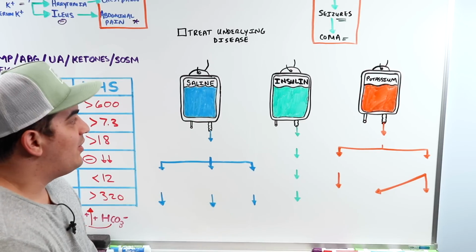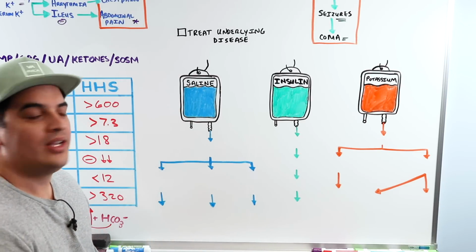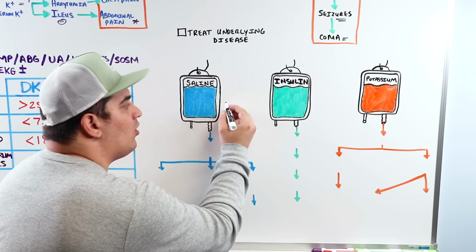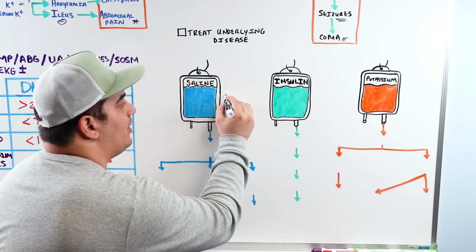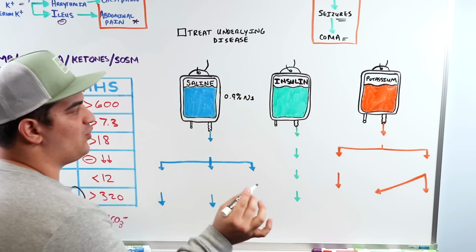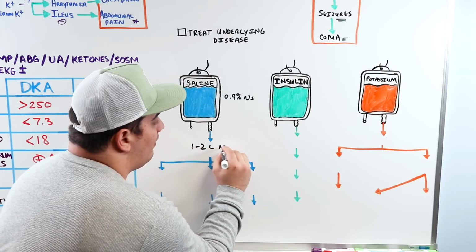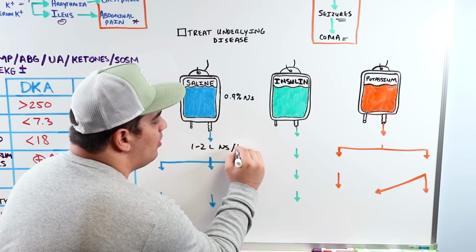All right, so the next thing we have to know is, okay, we treat the underlying disease. Well, remember, they're dehydrated. Let's get them fluid. So really the regimen that they say is, let's start off with what's called normal saline. And there's a type called 0.9% normal saline. We're going to refer to this as normal saline. And what we're going to do is we're going to start off with 1, maybe 2 liters of that normal saline, and let's do it over an hour.